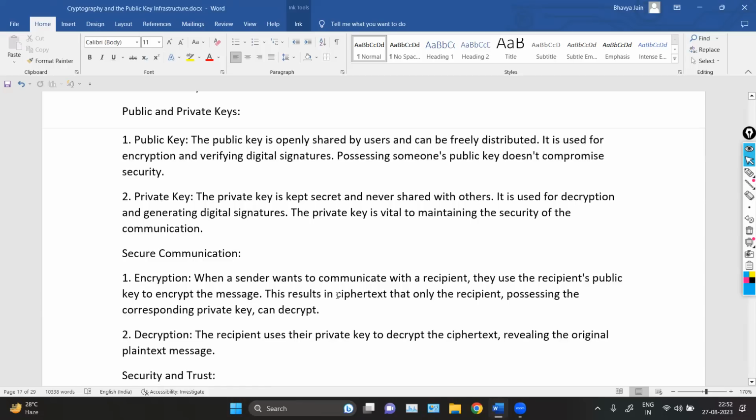The public key is openly shared by the users and can be freely distributed. You can freely distribute your public key to everyone without any concern. It is also used for encryption and to verify digital signatures. So possessing someone's public key doesn't compromise security.